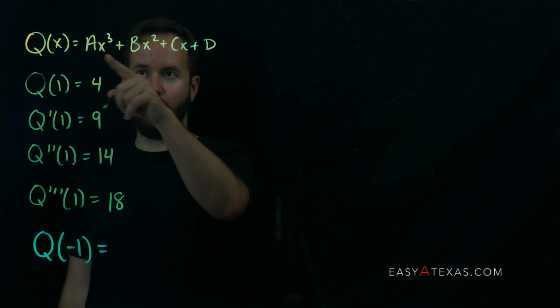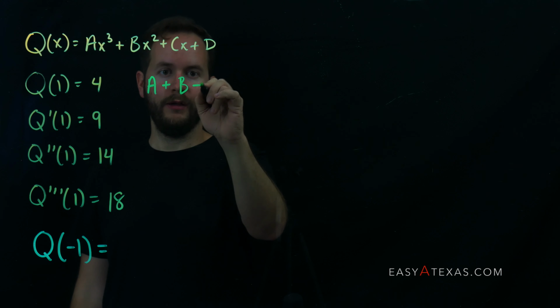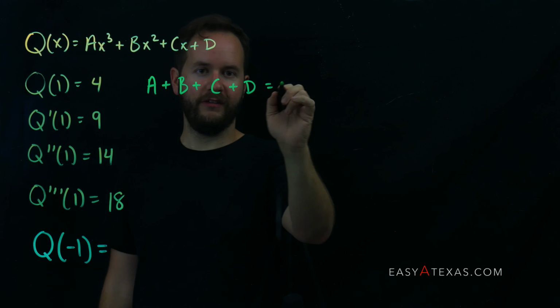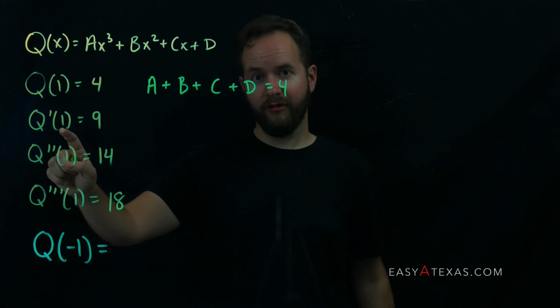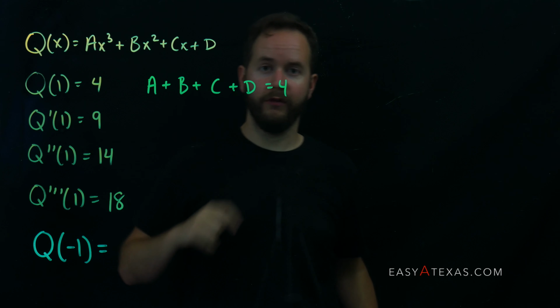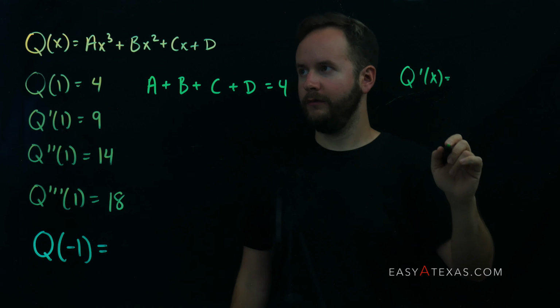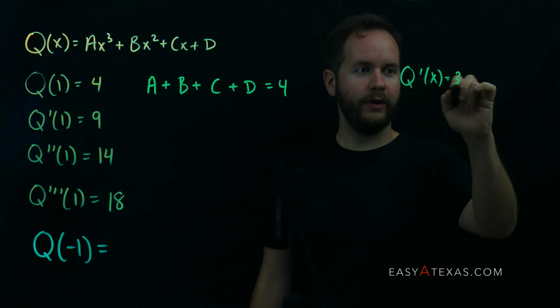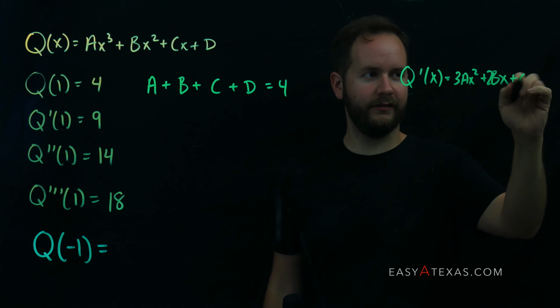When I do, I get 1 cubed is 1 times a is a, 1 squared is 1 times b is b, plus c plus d. All of this equals 4. Then I'm told when I take 1 and plug it into the derivative, I get 9. Let's do the derivative work over here to the right. The derivative, q prime, of this expression will be 3ax squared plus 2bx plus c.